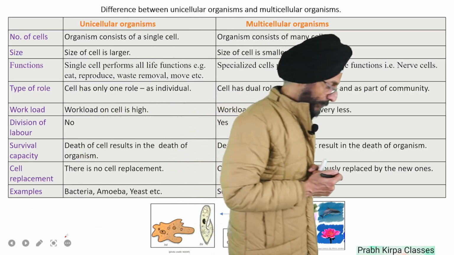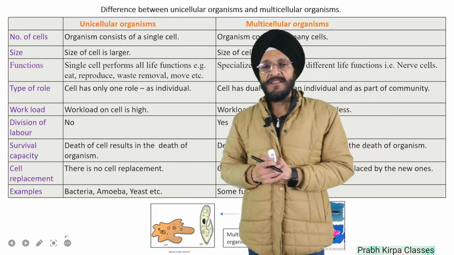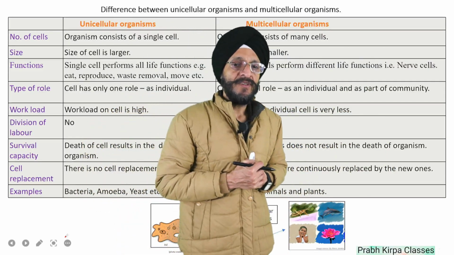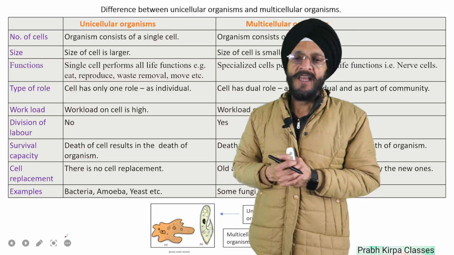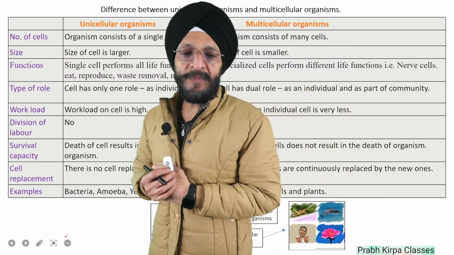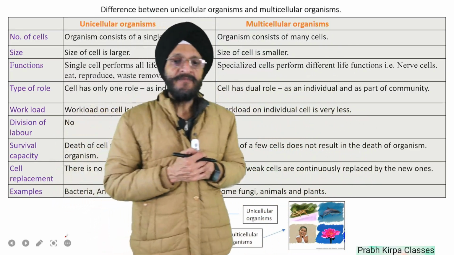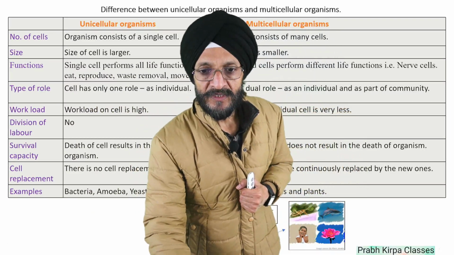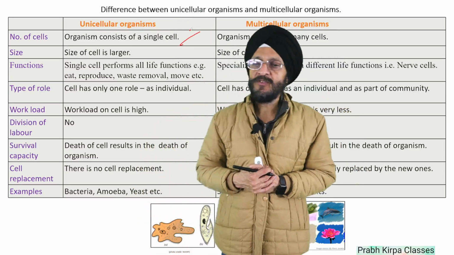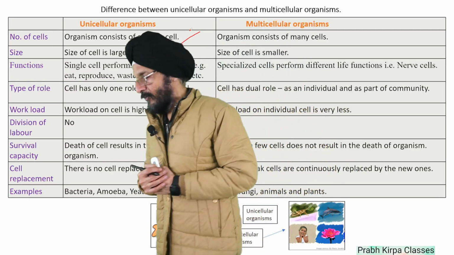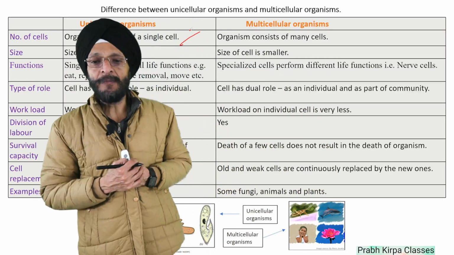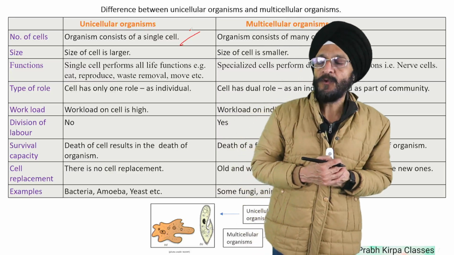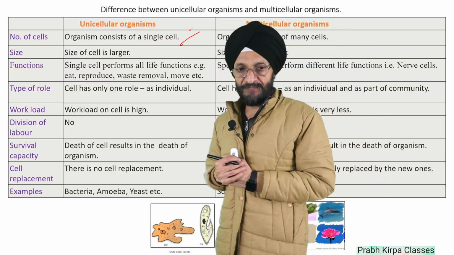Now we will find out the difference between unicellular and multicellular organisms. First is number of cells. As we have discussed earlier, uni means one, cellular means cells. In case of unicellular organisms, the organism consists of a single cell. Whereas in the case of multicellular organisms, as we have already told, there are multiple cells in a multicellular organism which may range from a few to billions of cells.